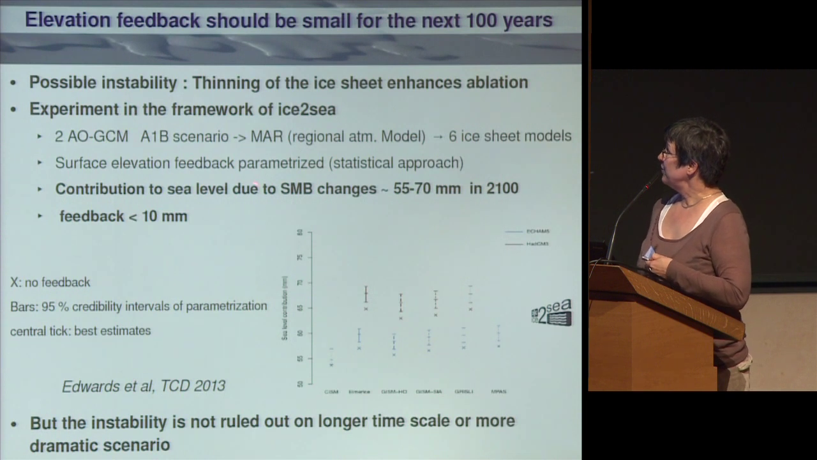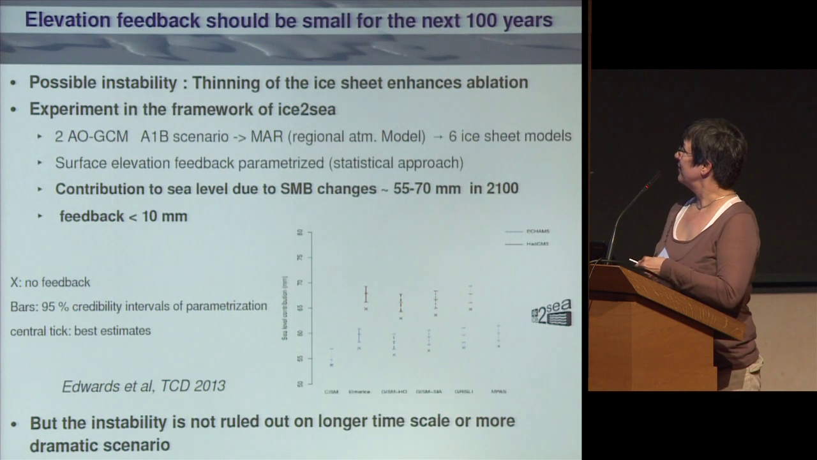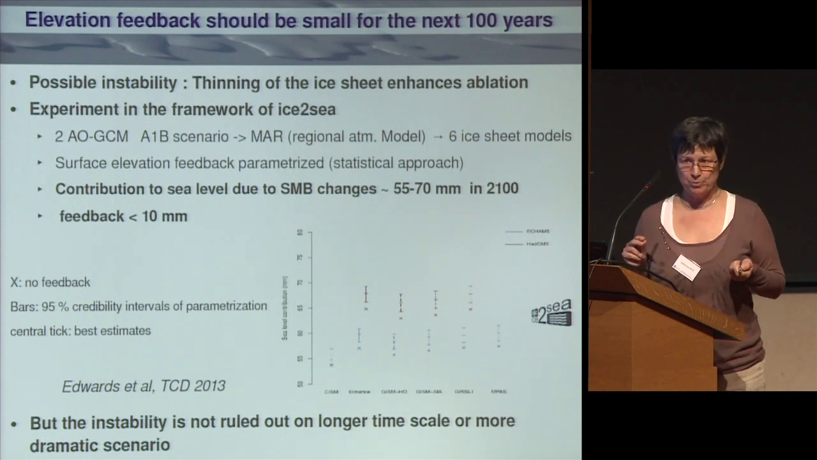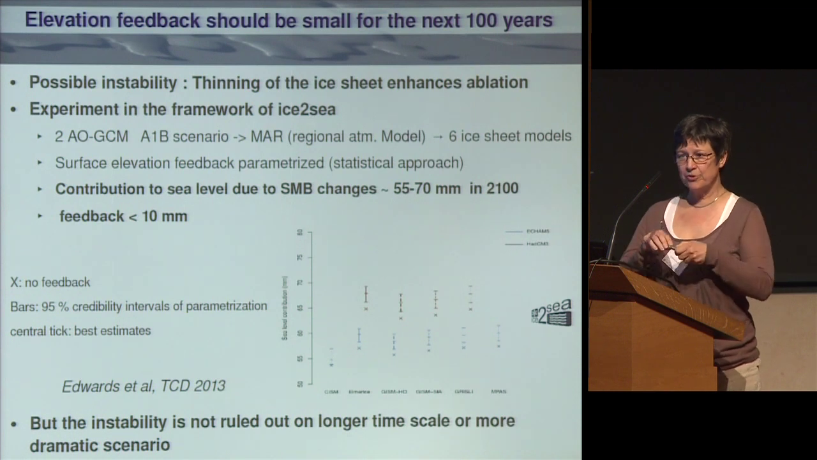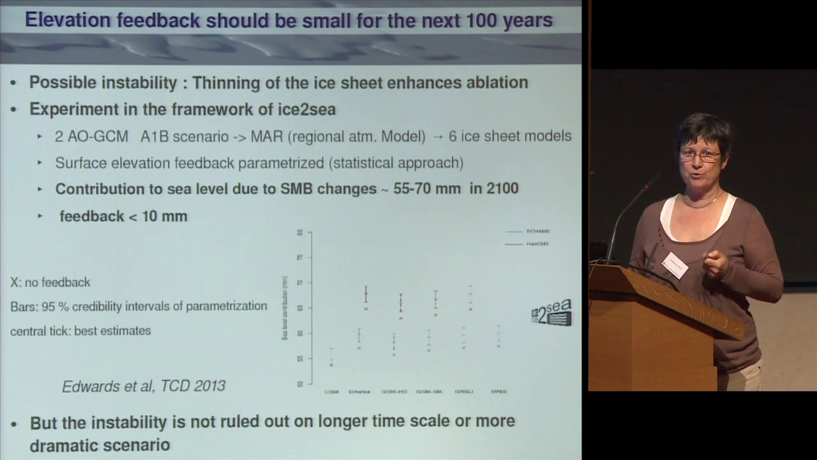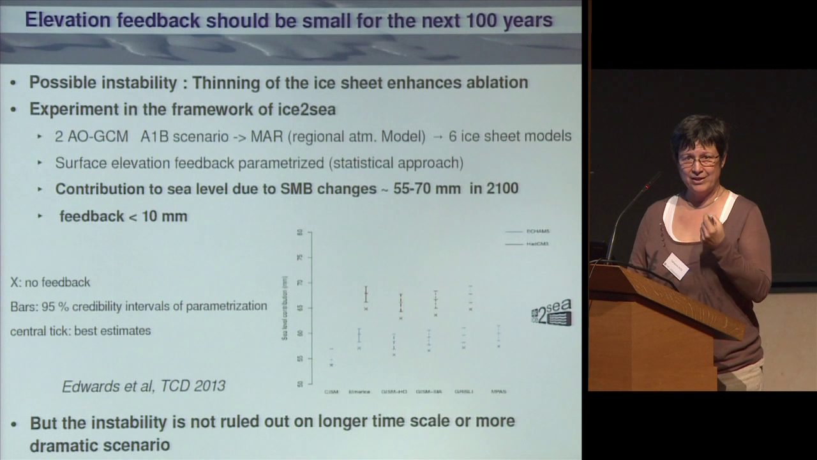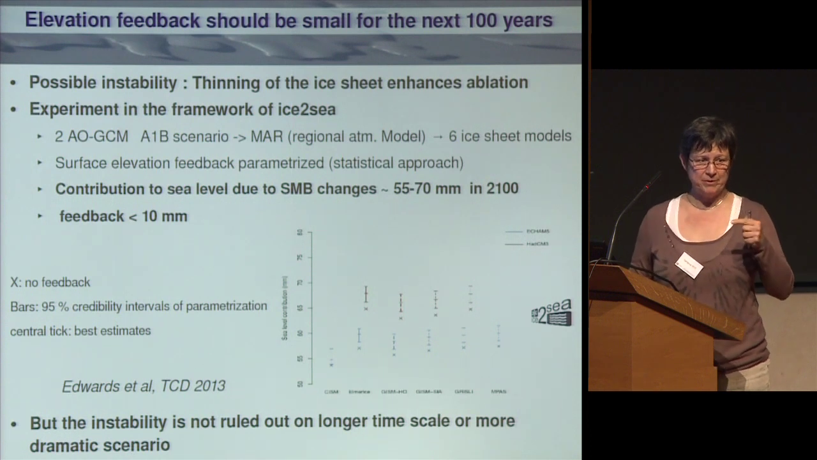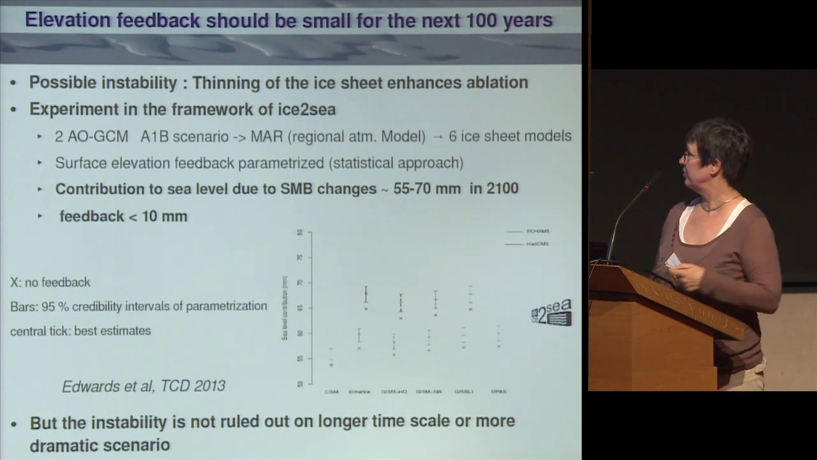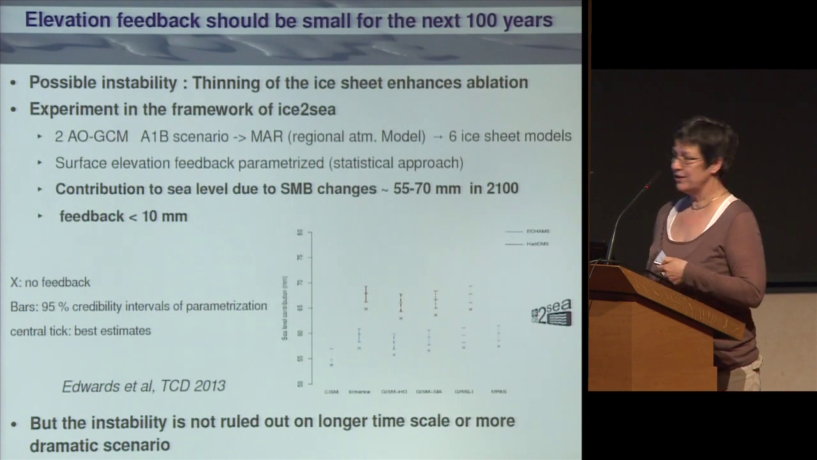The surface elevation was parameterized because these simulations were done not only on the present surface topography of Greenland, but also with different altitudes of the Greenland ice sheet, and then it gave us a hint about how the surface mass balance changes with altitude. And with this parameterization, we did all the experiments with ice sheets.